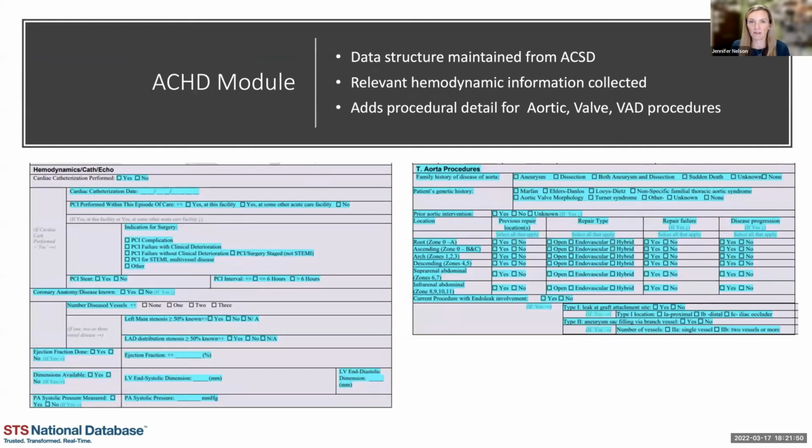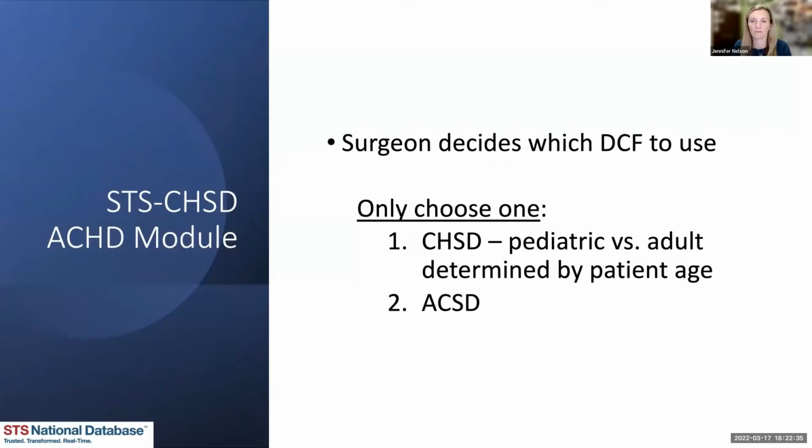Next slide. We'll give you a quick preview of what the ACHD module looks like. This text appears pretty small here, but I wanted you to have a chance to see it. Basically, the added detail for procedures such as valve, VAD, and aortic operations is cut and pasted from the adult data collection form to maintain the same variable names and the same data structure. In this way, procedures that are common, such as AVRs, aortic valve replacements, may be analyzed together with aortic valve replacements that are being captured in the adult cardiac surgery database, so that programs that are performing a high volume of adult cases for congenital patients will still be able to identify and count those cases.